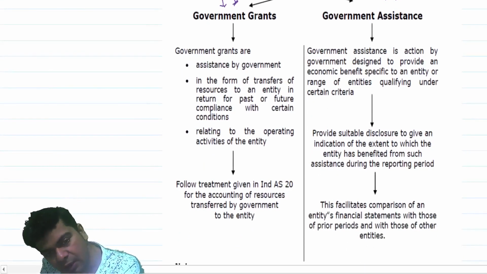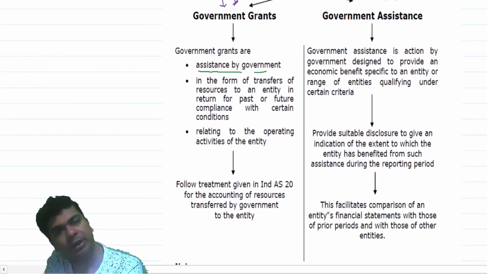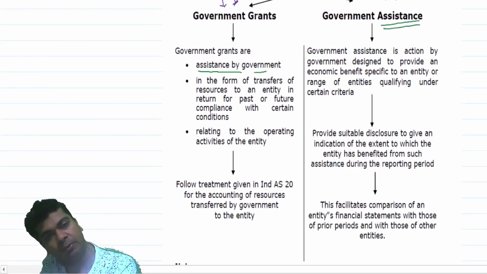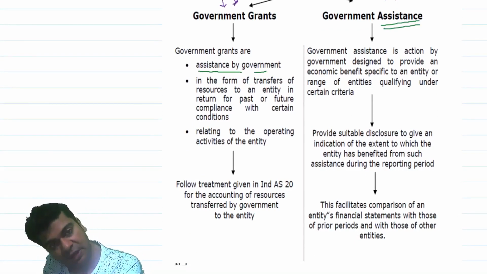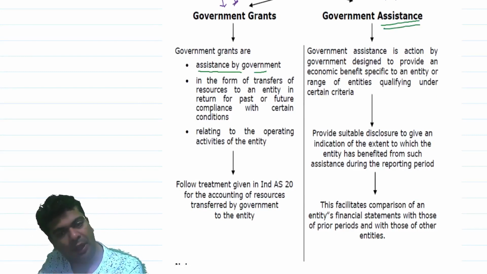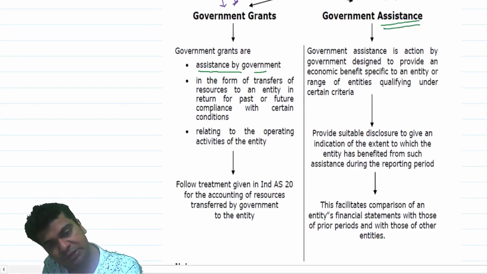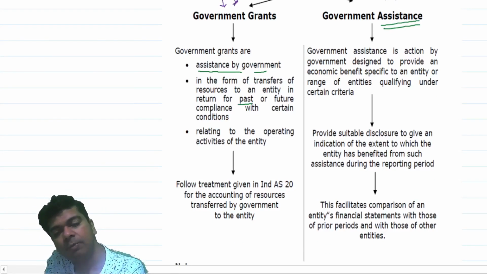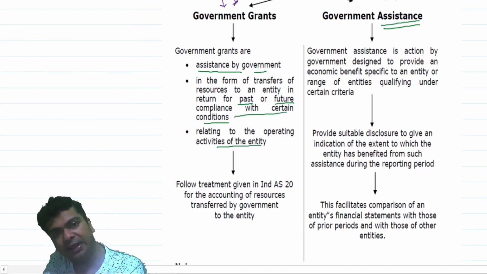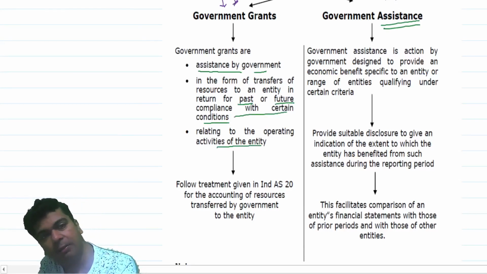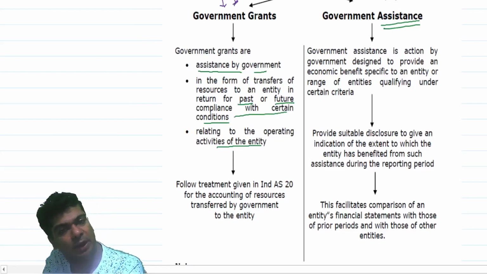Government grants are assistance by government. Just see, here also I'm using the word government assistance. In the definition of government grant itself, we are saying that it is assistance by the government. But what more is happening? In the form of transfer of resources to an entity in return for past or future compliance with certain conditions relating to the operating activities of the entity. If all the 3 elements are present, we can say it is a government grant.